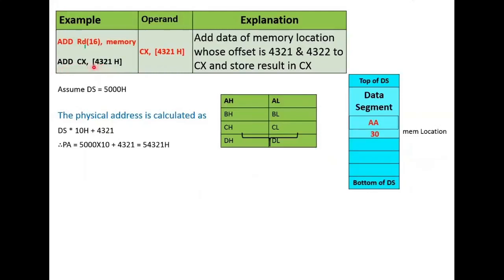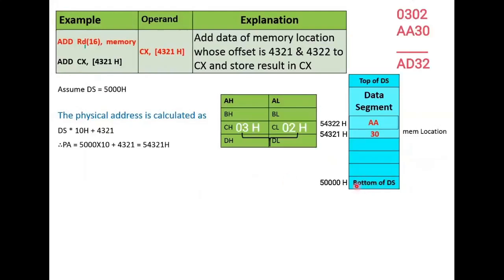So add CX comma, inside the square bracket they gave 4321. So we know very well if the square bracket is given, then this is a memory location, or we can say it is an offset. Okay, so whenever offset is given, then you need to know the base address of that particular segment. We are assuming here data segment's base address is 500H. And by using this base address and offset, we can calculate physical address. To calculate physical address, formula is segment address into 10 plus offset address, right? So we assume 500 into 10 plus 4321, it is given in the instruction itself. Then the physical address will be 54321. So this is your base location.